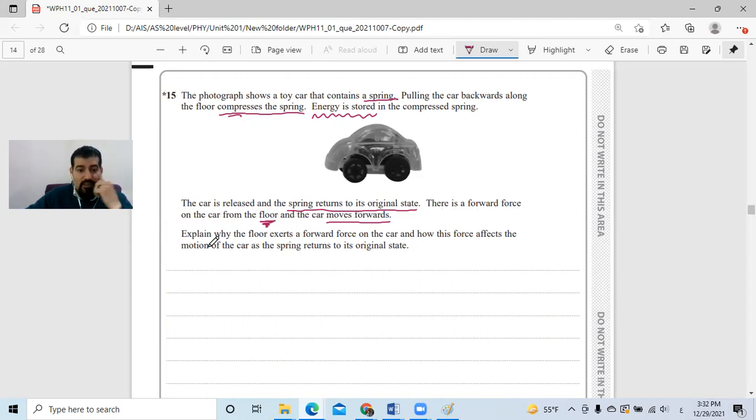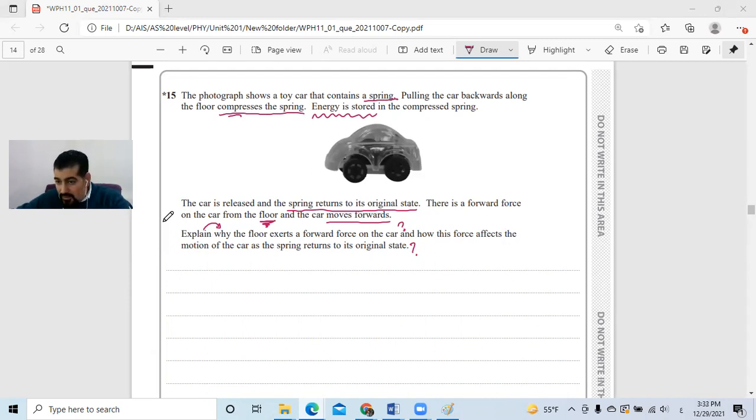Some people are sending me what we should write. Okay. Explain why the floor exerts a forward force on the car. That's the first question. And how this force affects the motion of the car as the spring returns back to its original state. That's the second question. Many answers have started coming in, so let's open and read them in detail one by one.